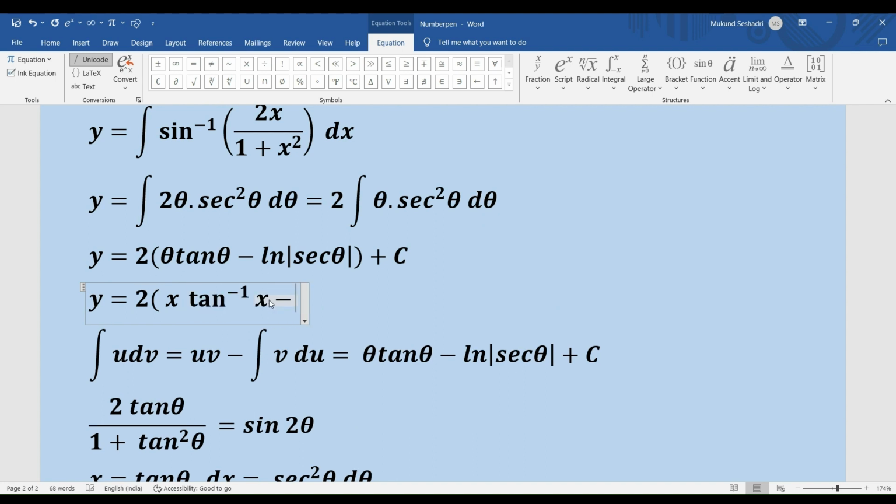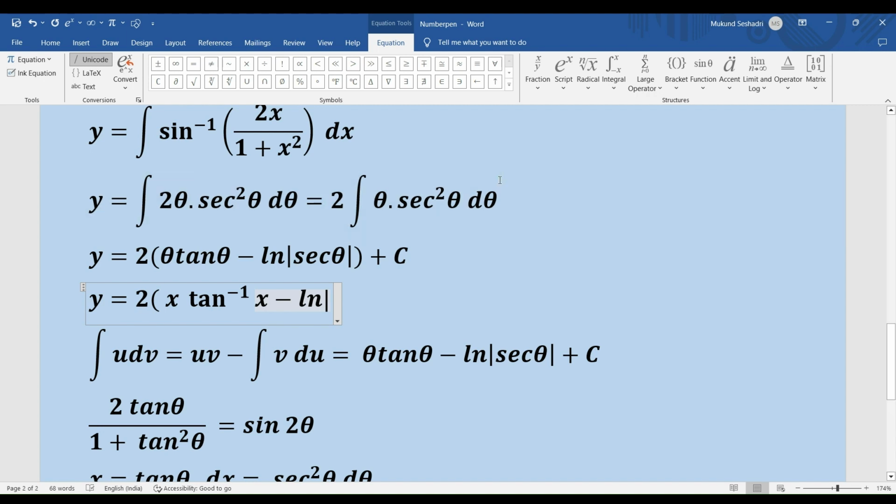So then I come to the second part. I have a ln of mod of secant theta, right? So what is my secant theta in terms of x? I know that my secant squared theta minus tan squared theta equals 1, which means my secant squared theta equals 1 plus tan squared theta, which means my secant theta equals square root of 1 plus tan squared theta. So what is my square root of 1 plus tan square theta?